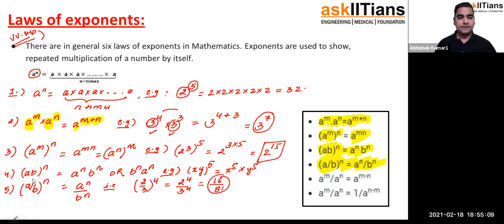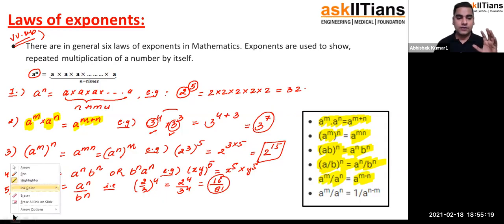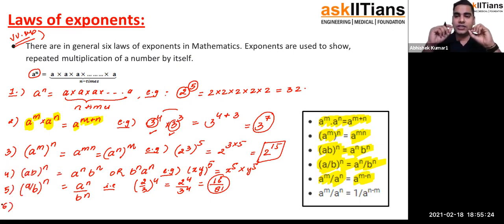The next we have is a raised to the power m by a raised to the power n is equal to this. If you observe property number 5 and property number 6, which we are going to discuss now, you will see there is a minor change. What is that change? In property number 5, the base was different. Like you were having a in the numerator, b in the denominator, right? So these two values were different. But if we talk about the sixth property, the base in numerator and denominator is the same, but the powers are different. In property 5, bases were different, powers were the same.